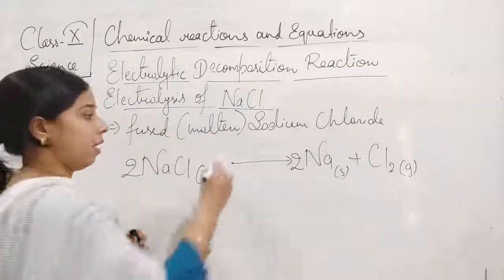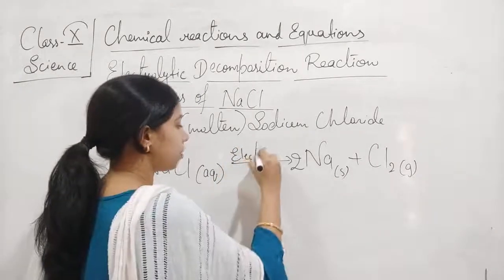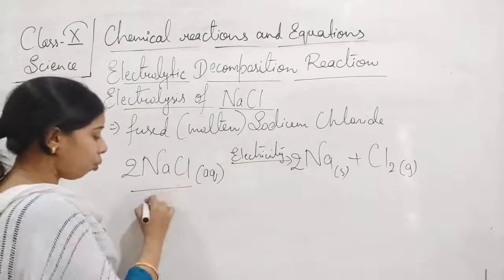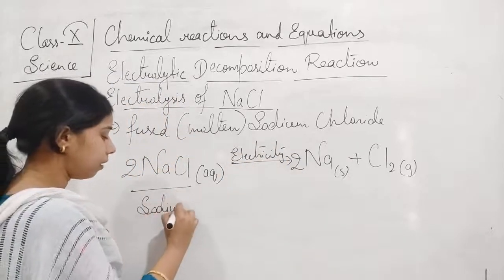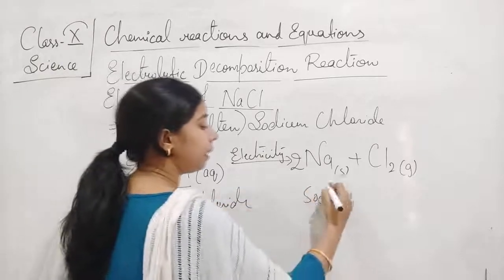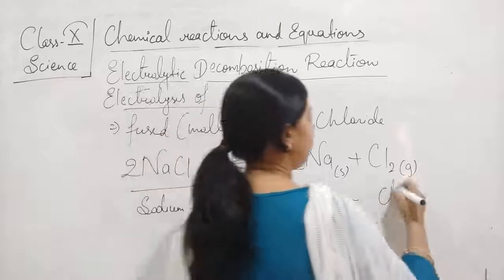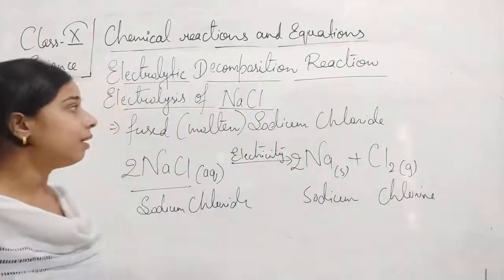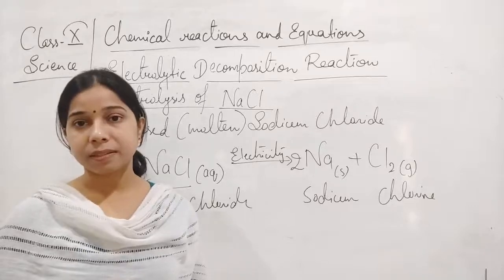Okay. How does it occur? Due to the presence of electricity. So, with the help of the sodium chloride, we will get sodium metal and chlorine. And this happens with the decomposition process.